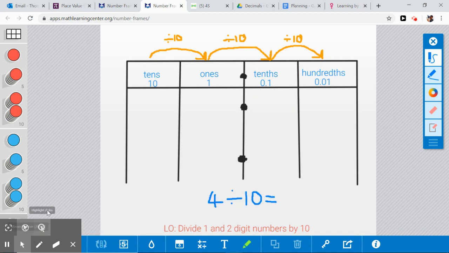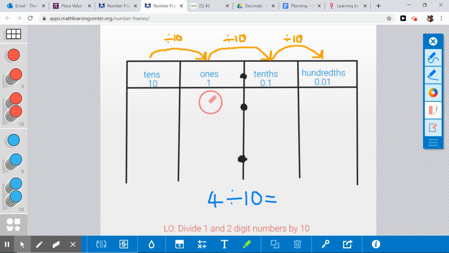Let's look at dividing another single digit number by 10, and this time we're not going to use the counters. So this calculation is 4 divided by 10. So 4 means 4 ones. And we're going to divide by 10. So we're going to move one place value column to the right.